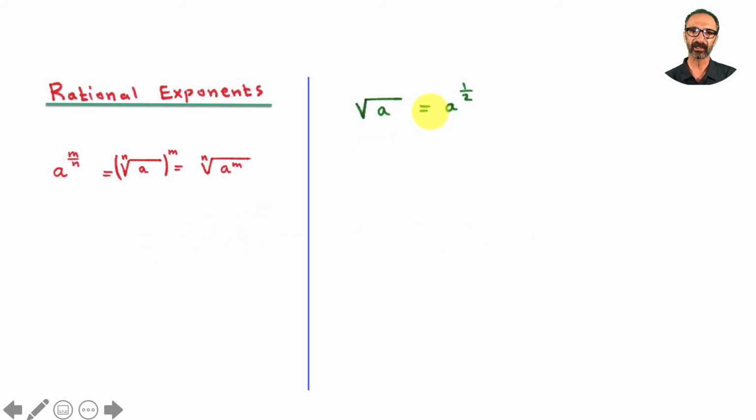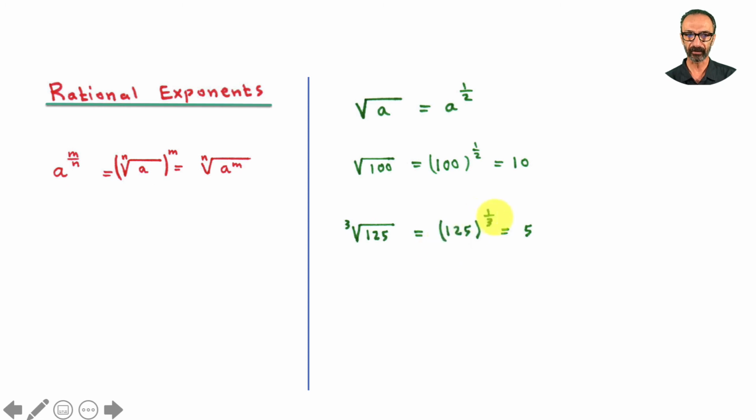Square root of a is a to the power 1/2. Square root of 100 is 100 to the power 1/2, which is 10. Cubic root of 125 is 125 to the power 1/3, which is 5. All what I'm trying to say here is, when you see 1/3, 1/2, that's like the 1 over n here. So if n is 2, we're actually looking at square root. If n is 3, we're looking at 1/3, which is cubic root.